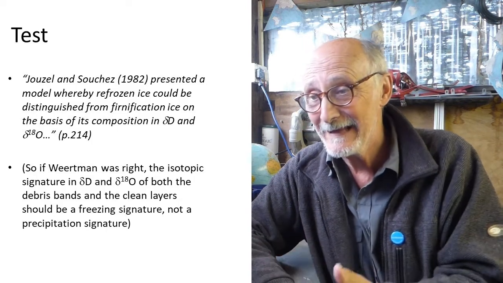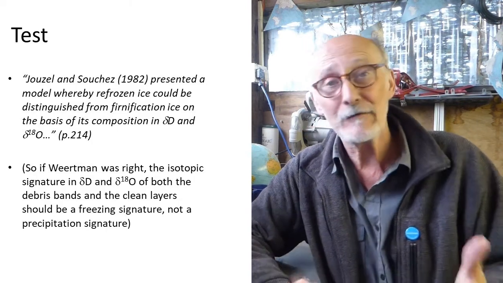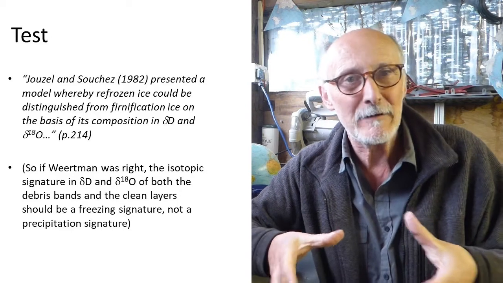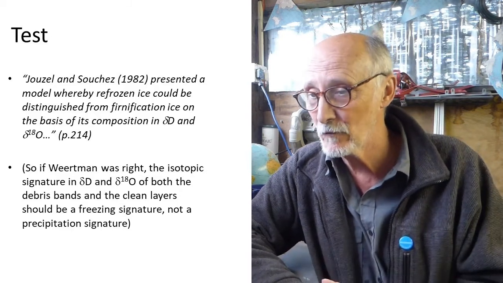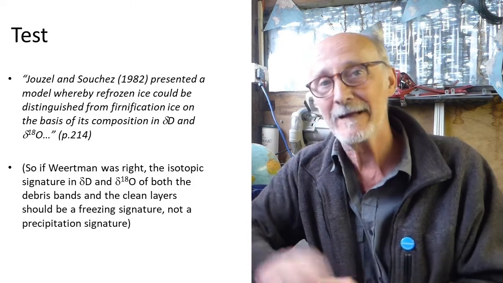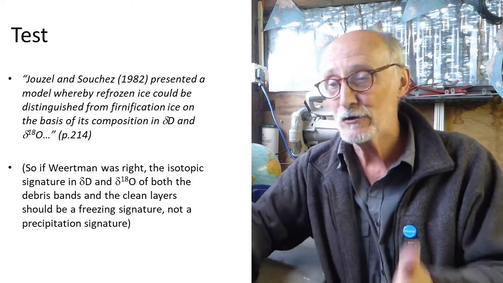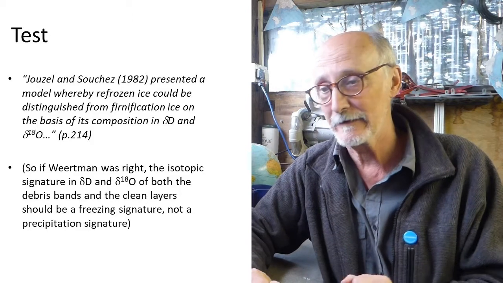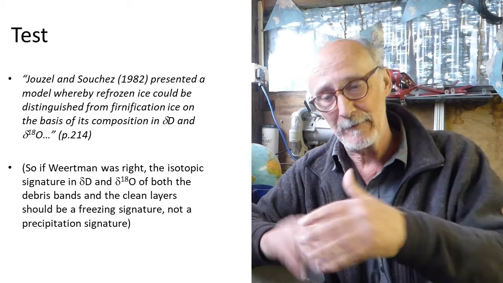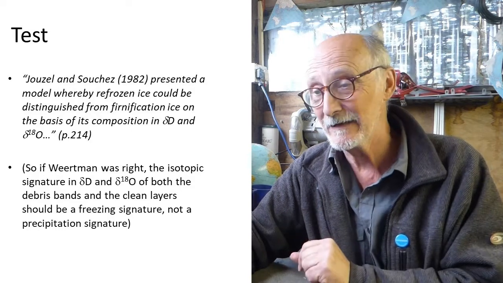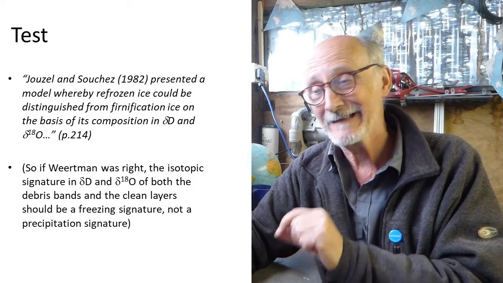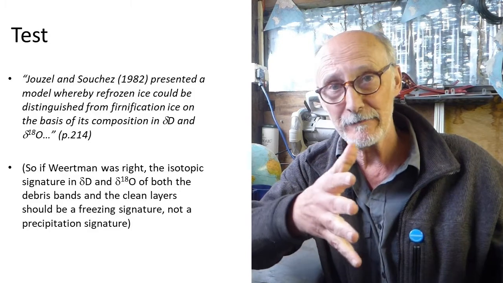So what we're saying there is if Weertman was right, the isotopic signature, the isotope chemistry, just think of it as chemistry if you don't know much about the isotopes, the chemistry of the water for both the debris bands and the clean layers should have this water freezing signature, not a precipitation and compression signature. So we now know exactly what we need to look for and what we would expect to see if the hypothesis was right.